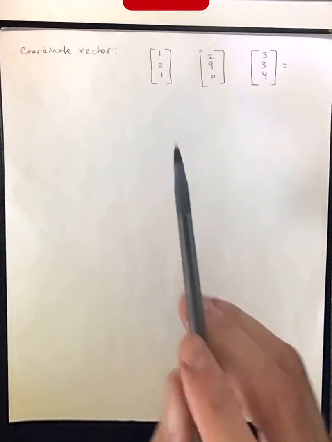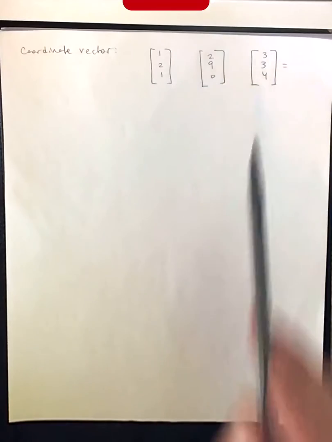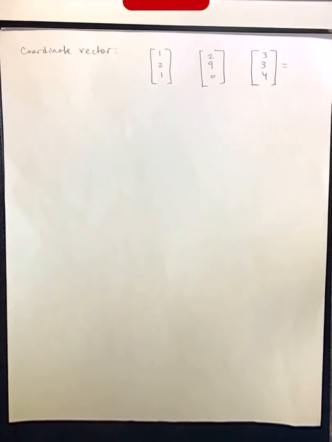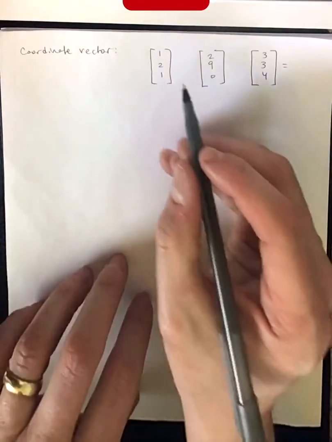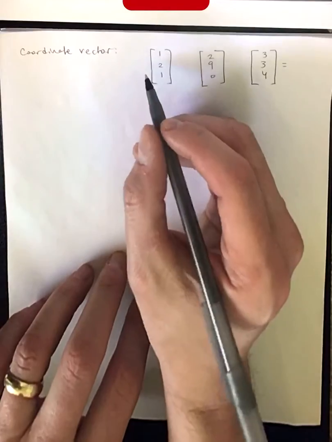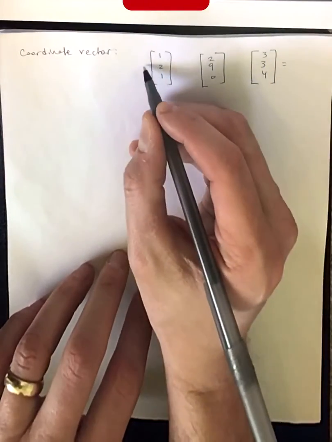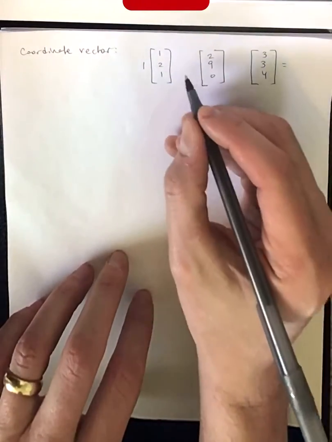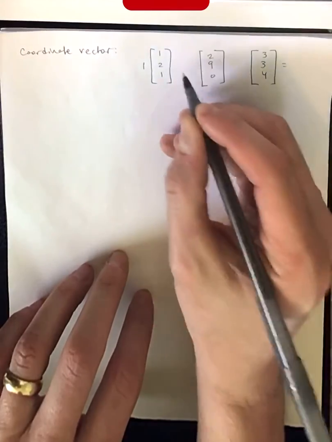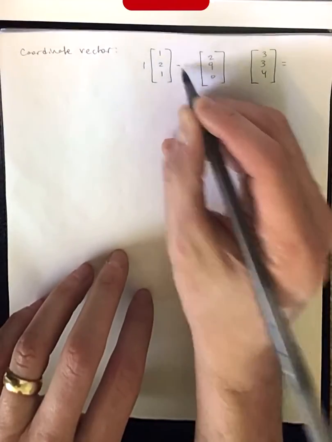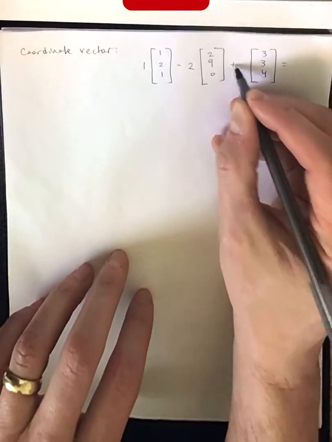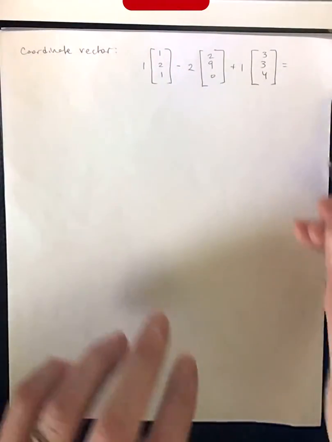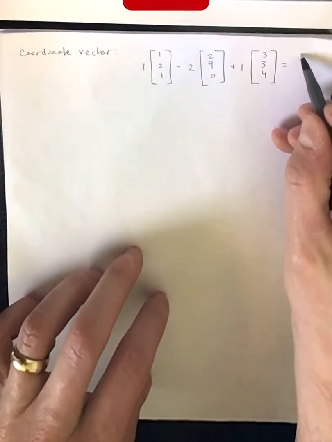Okay, in the last example, we saw that these three vectors form a basis for all of R3. And so, for example, if I did a linear combination of these, let's just pick something. Let's say one of these minus two of these and plus one of these. I'm just making up some numbers here. But let's see what that ends up equaling.